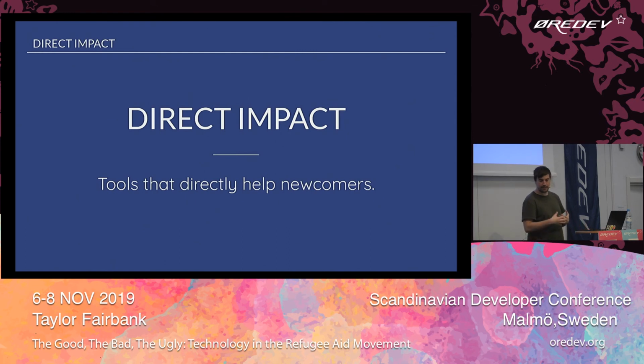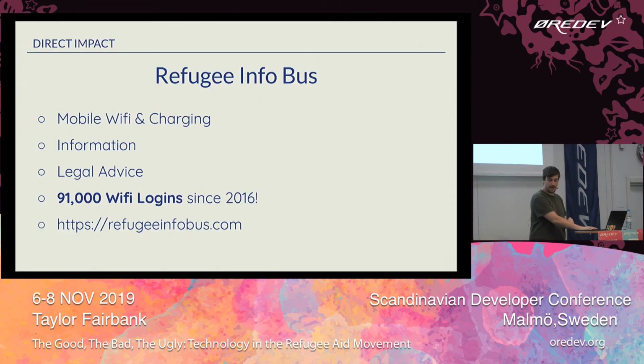So finally, we get into some tools talking about direct impact. These are tools built by aid groups to help newcomers at various points in their journey. Refugee Info Bus. I love this project. It is so cool. It's a mobile Wi-Fi and charging station, and they also provide information and legal advice.